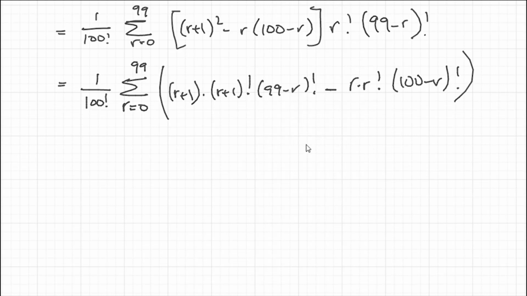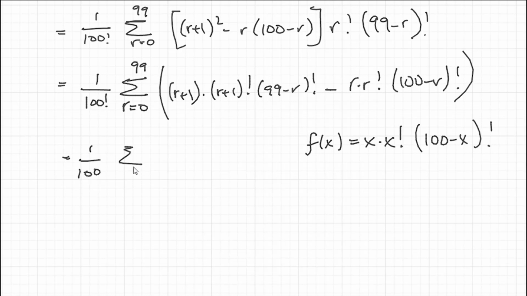So if we just say f of x equals x times x factorial times (100 minus x) factorial. Maybe I shouldn't have used x and should have used n or something, x has to be an integer here. But what we notice is this is just the sum from r equals 0 to 99 of f of r plus 1 minus f of r. So let me just change that to an x: the sum from x equals 0 to 99 of f of x plus 1 minus f of x.